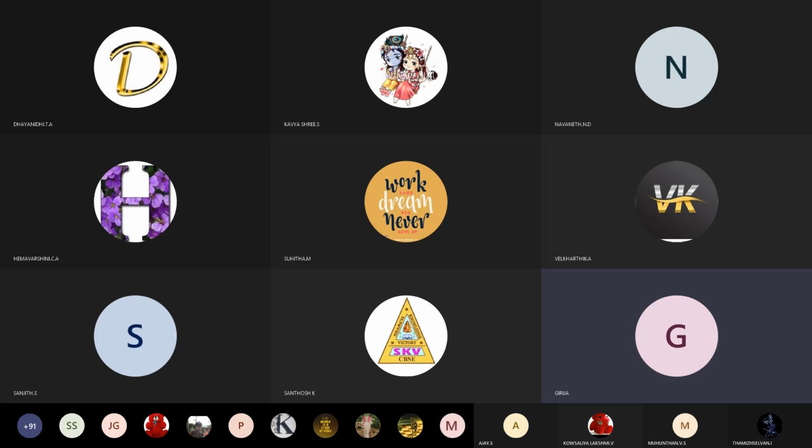Next, beside and besides. Beside means at the side of. He was sitting beside me, or we camped beside a river. Next, besides. Besides means in addition to. He has a car besides a motorcycle. So he has two, a car and a motorcycle, in addition to.